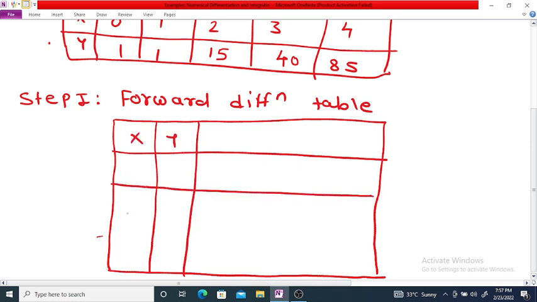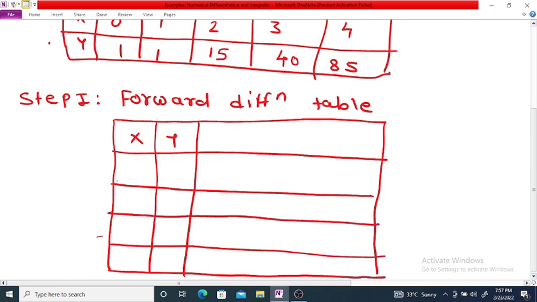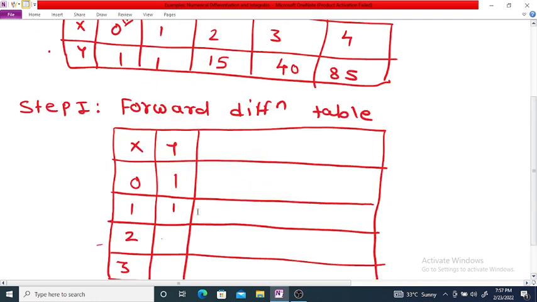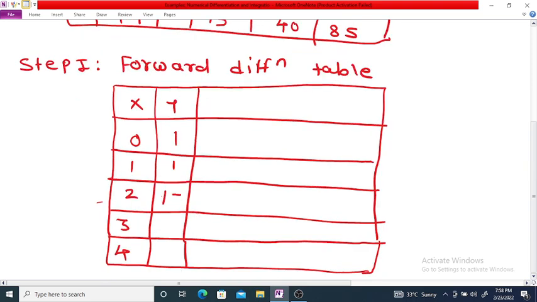x has 5 values: 0, 1, 2, 3, 4, and y is equal to 1, 1, 15, 40, 85. So the first forward difference, delta y, is equal to 1 minus 1, 0, then 15 minus 1, it is equal to 14, 40 minus 15, it is equal to 25. Then 85 minus 40 is equal to 45.